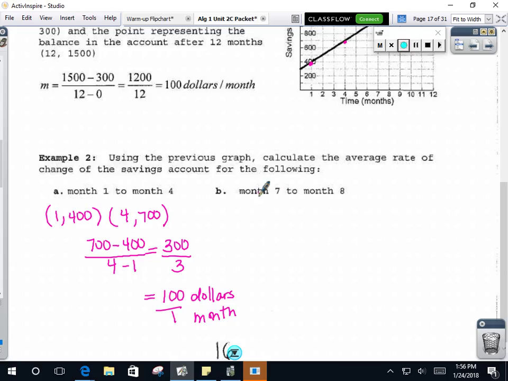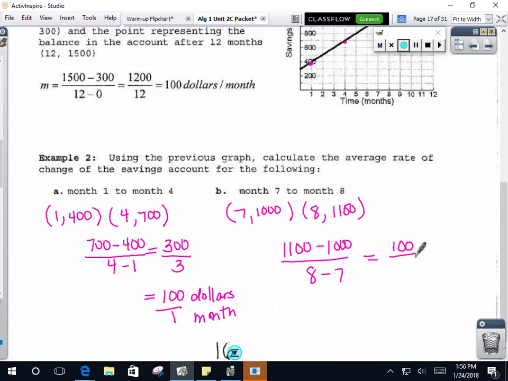Okay, now for B, month 7 to month 8. Month 7 would be how much money? I think it's 1,000. And then month 8 had how much money? 1,100. So we'll do 1,100 minus 1,000 over 8 minus 7, and you get, right, $100 for every month.